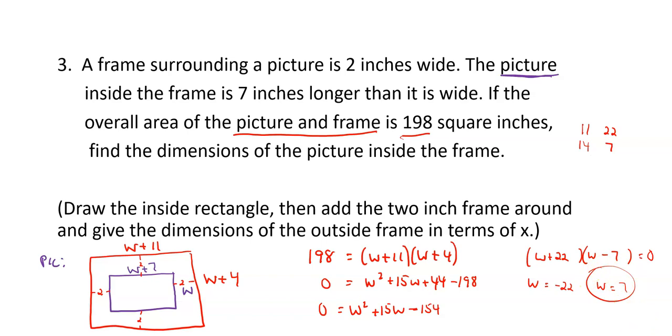The question says find the dimensions of the picture inside the frame. Well, the picture inside the frame is the purple one. So inside the frame, if w is 7, 7 plus 7 is 14. And that's 7. So the picture inside the frame is 14 inches by 7 inches. And then if somebody asked you for outside the frame, then you would end up with what? 14 plus 2 plus 2 is 18. 7 plus 2 plus 2 is 11. And my final check would be to multiply 18 times 11 and see that I do get 198.